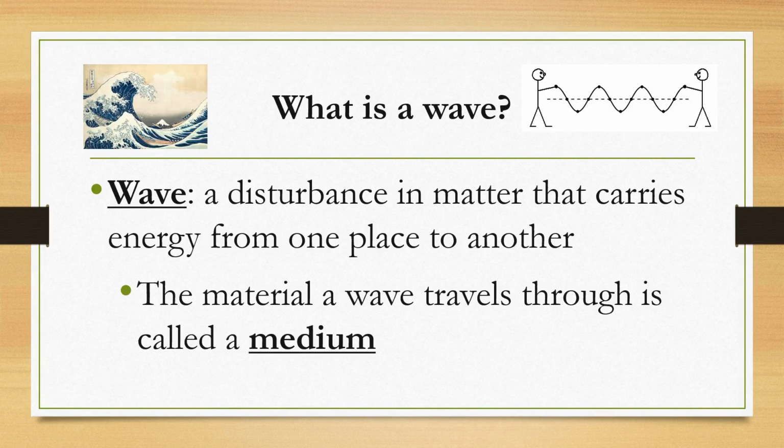So first and foremost is what is a wave? And really a wave is just a disturbance in matter that carries energy from one place to another. Right? So like a sound wave carries sound energy from your speaker in your car to your ear and so on. Okay? The material that a wave travels through is what we call a medium. Right? You might have used medium for a different use in normal life, but when we talk about waves, a medium is that material that a wave travels through.